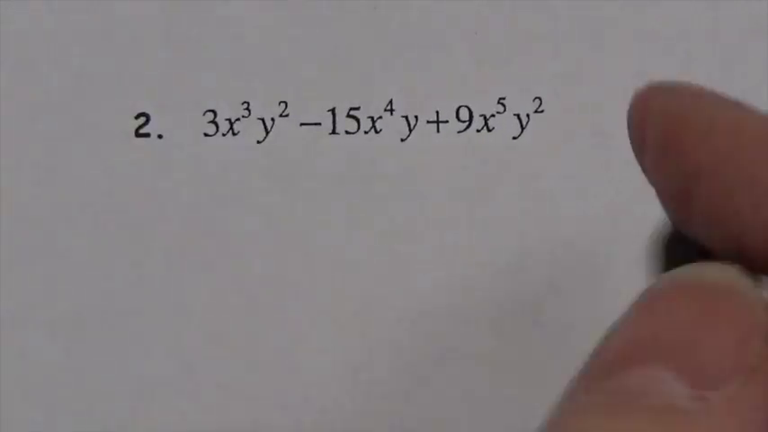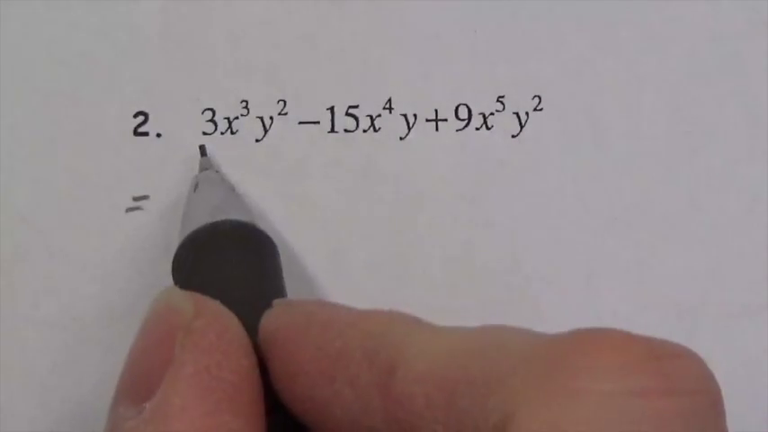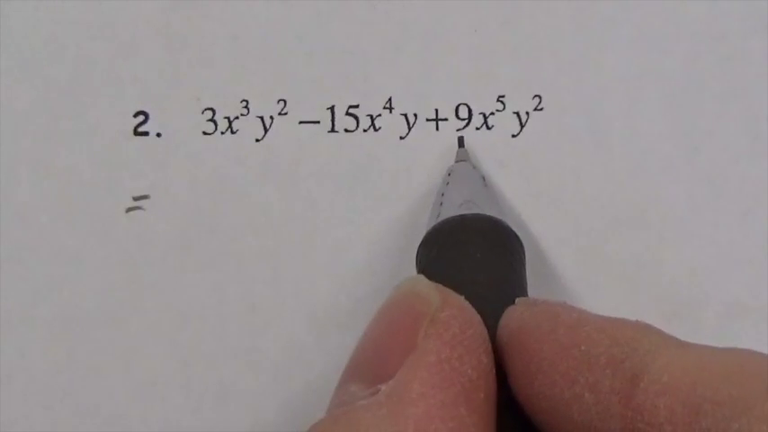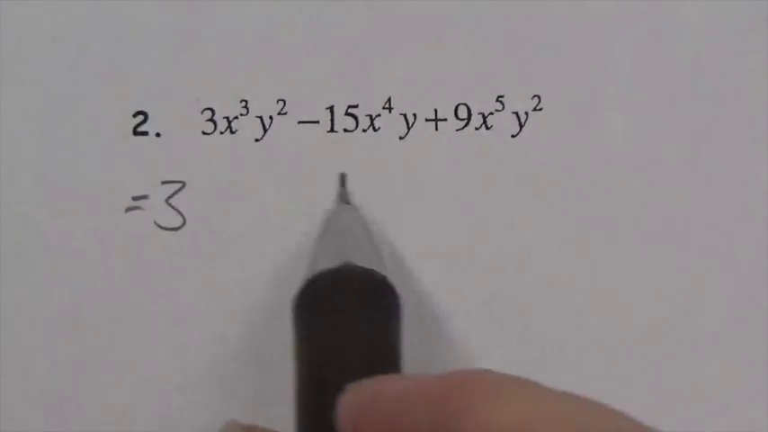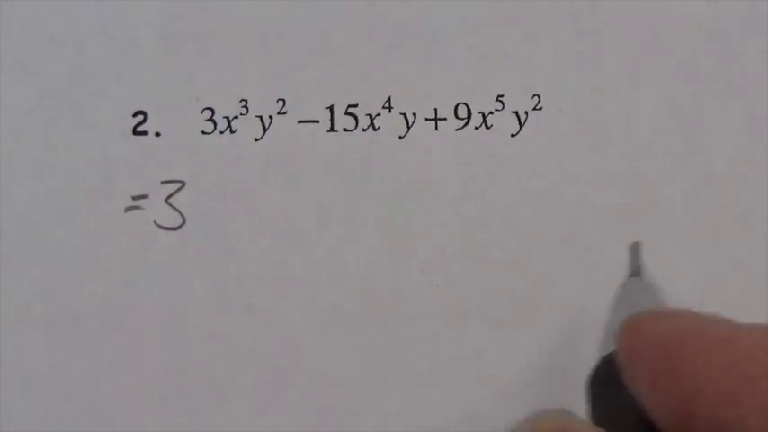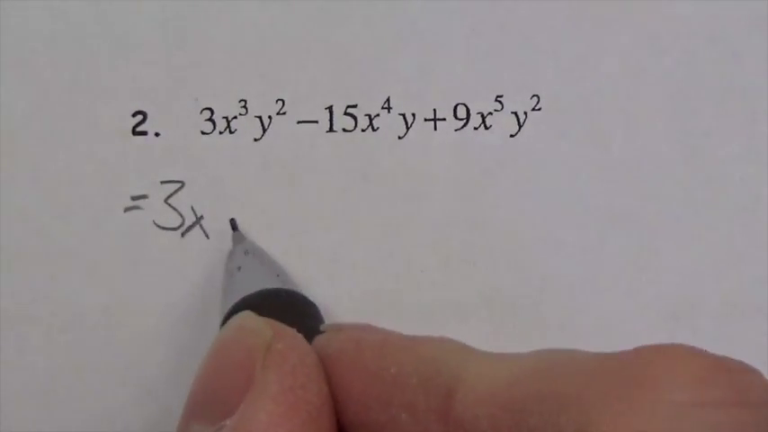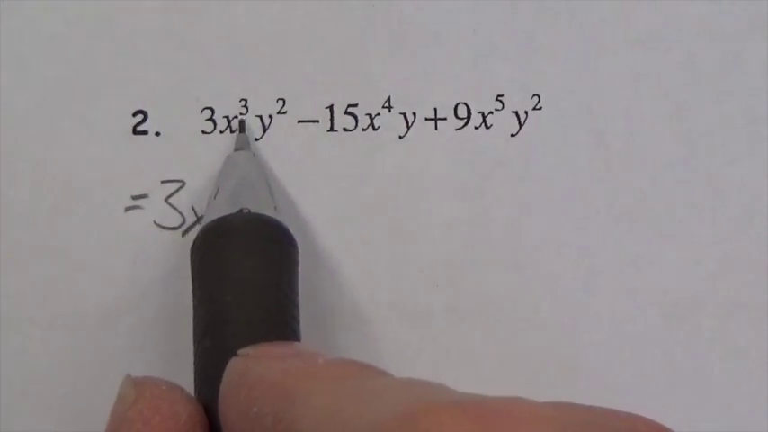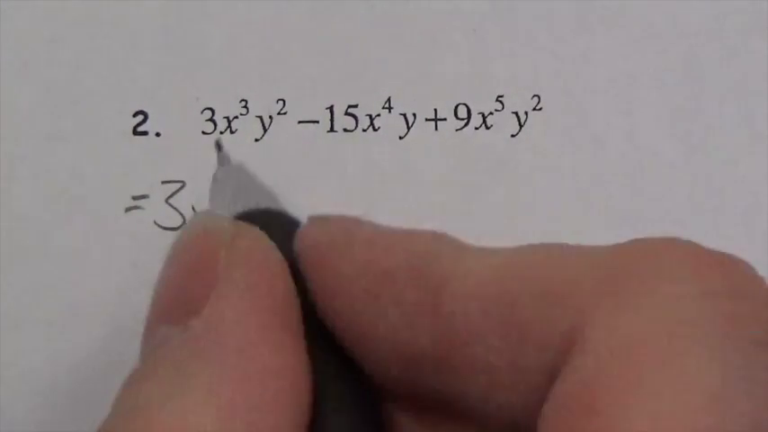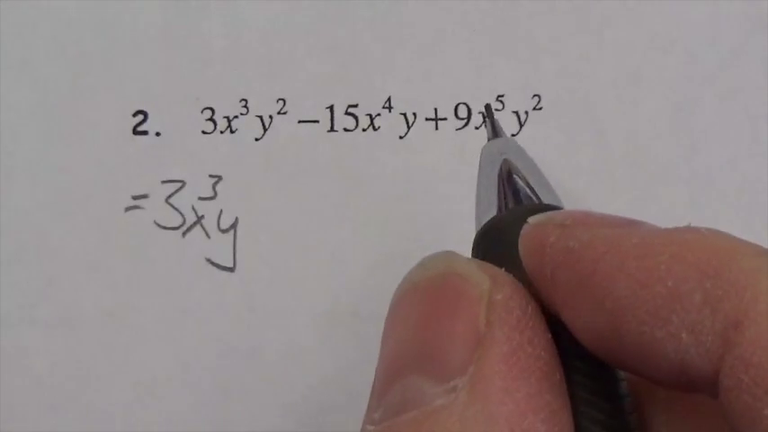We've got 3 terms here. Okay, let's look at the coefficients: 3, negative 15, and 9. Well, there's obviously a common factor of 3 to all of those. Those are nice small numbers, easy to work with. I've got an x and a y in all 3 of those terms. Now let's look at the x here. It's cubed, to the 4th, and to the 5th here. Well, the smallest exponent is the cubed.